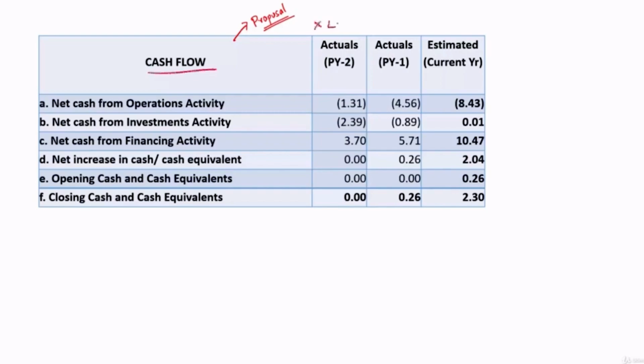We have cash flow of, let's say, X Limited for the previous 2 years and estimate for the current year. So what is happening in previous year 2? Let's analyze that. Net cash from operations is negative 1.31. Let's say figures are in crores. It means the cash they have generated from operations is negative. When we say operations, it is the cash they have generated from sales minus cash they have incurred on their operational expenses. And eventually, if they look back, they have not generated any cash. They have actually used cash in their operations.